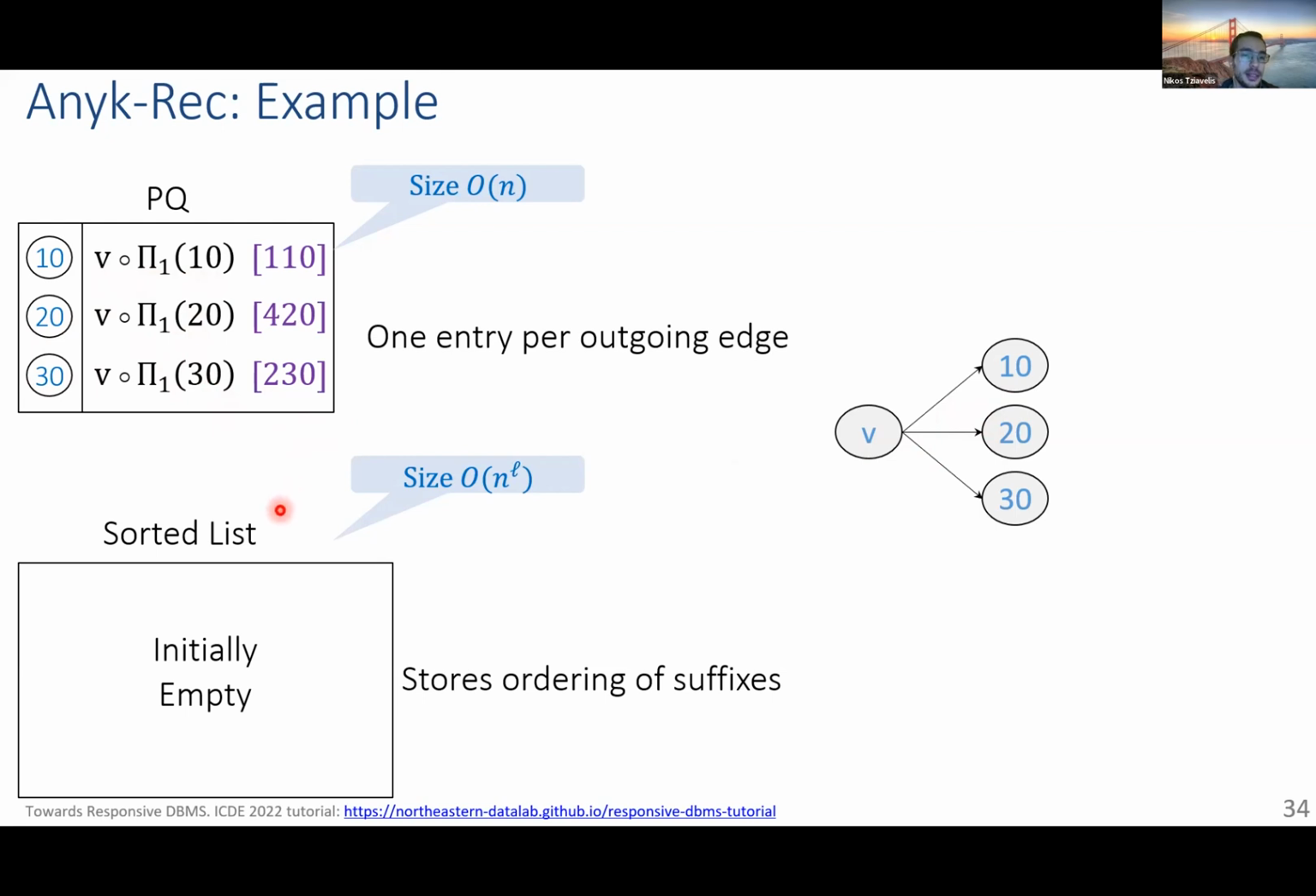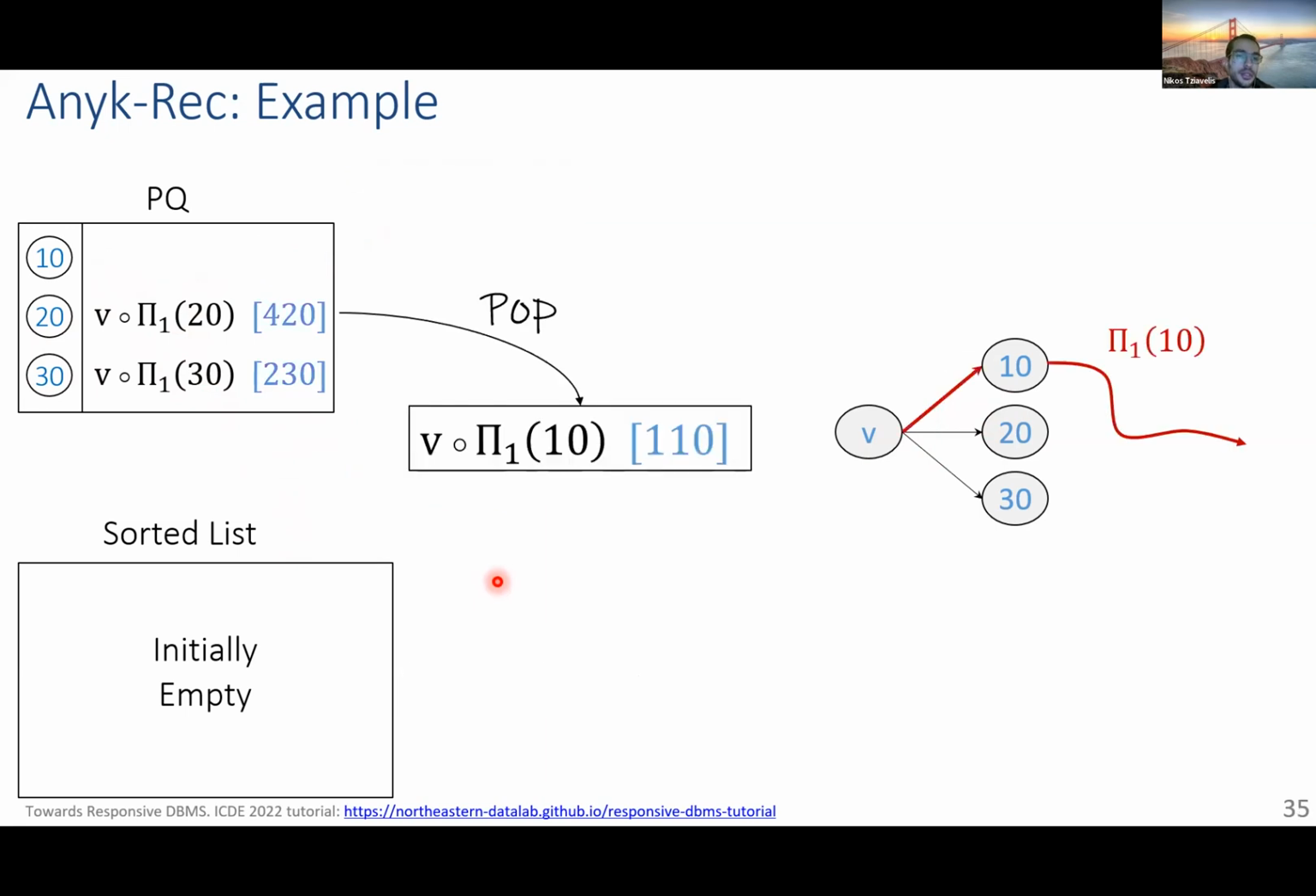The sorted list will be used to store the ordering of the suffixes as we compute them. So this list will keep growing as the enumeration continues, and in the worst case it can reach this n to the power of L size. So how does it work?